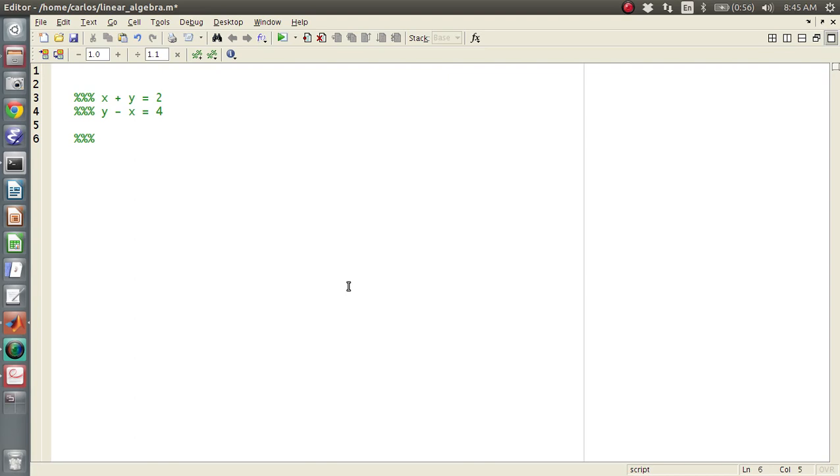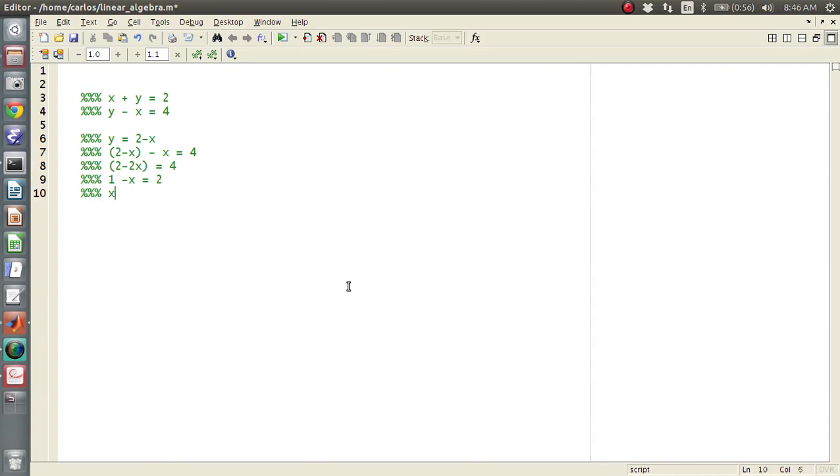Well, typically you just do substitution. So you say y equals 2 minus x. And then you say, okay, that means that 2 minus x equals 4. You substitute it into the other equation below. And then you get 2 minus 2x equals 4. And then 1 minus x equals 2. And then obviously x equals -1. Then you plug that back into y, so you get y equals 2 minus minus 1, which equals 3. And then you're done, right?